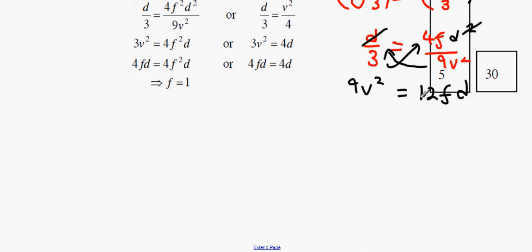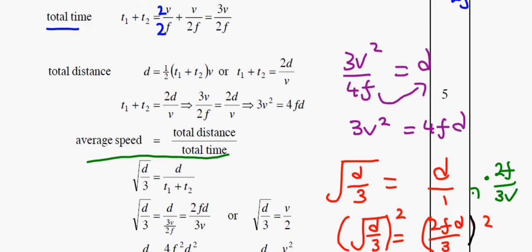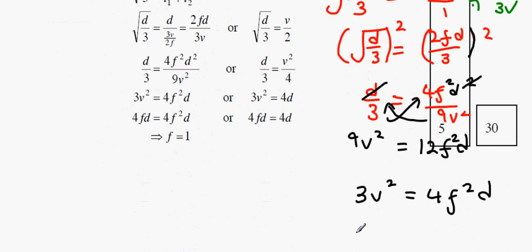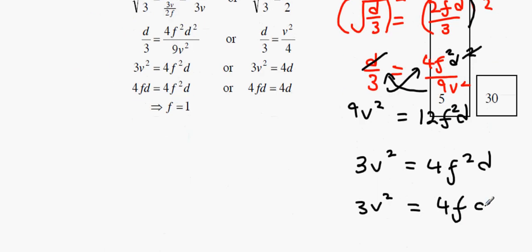Divide both sides by 3, and we're going to get 3v squared equals 4f squared d. Now, if we compare this to the equation we got earlier, 3v squared equals 4fd, in purple. What's basically happening is there's an extra f in here, and this extra f has no influence on the result. Therefore, f must be equal to 1.